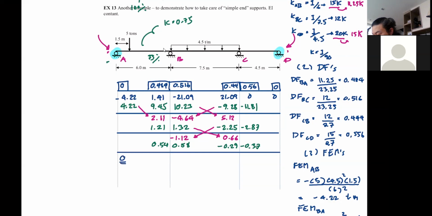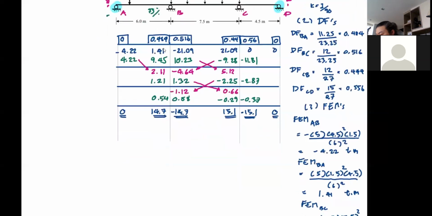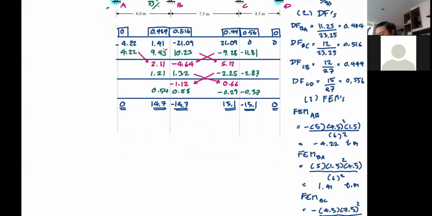Here the summation is 0. Summation here is 14.7. That is minus 14.7. Here is the 15.1. That is minus 15.1. 0. Done. Just like that, right? See how good Professor Hardy Cross is? It just makes life so simple. Think about it. If you don't have a computer, this is the best solution to do, right? So now we move on.